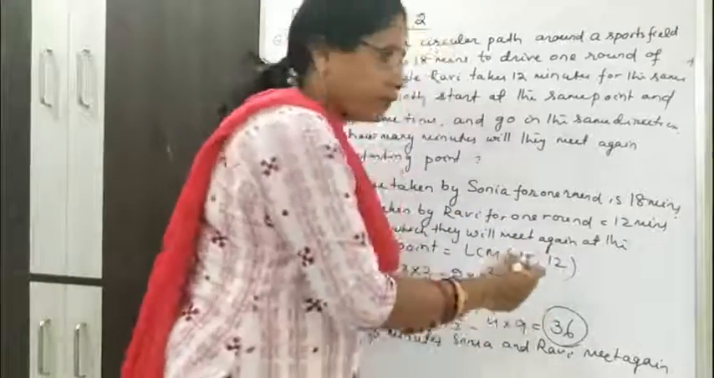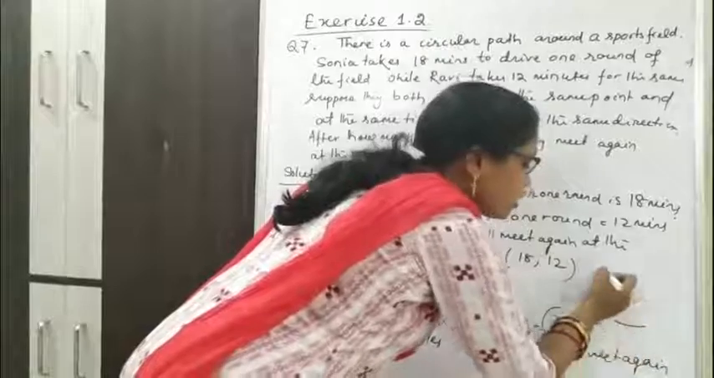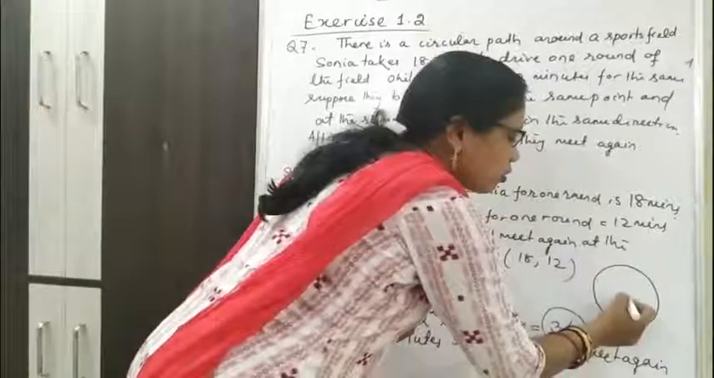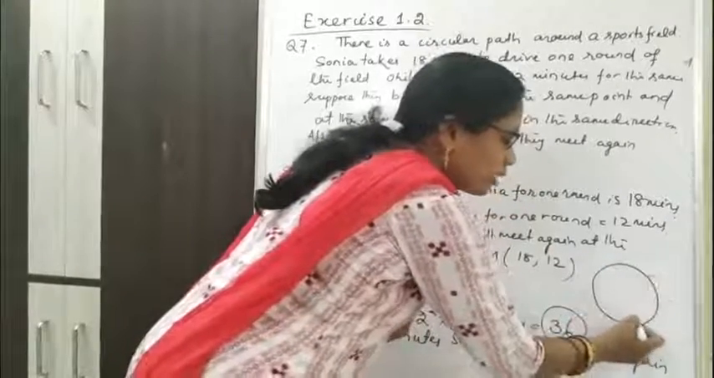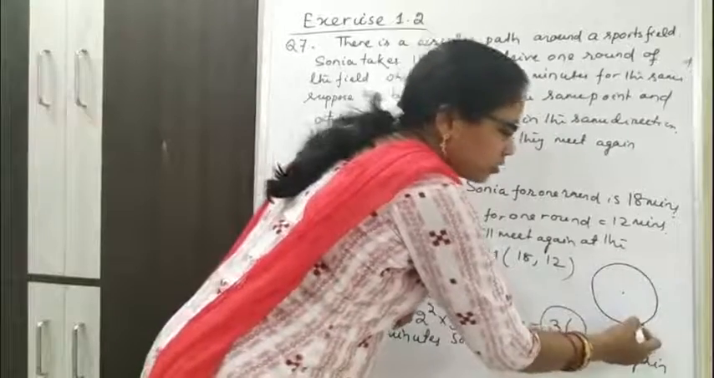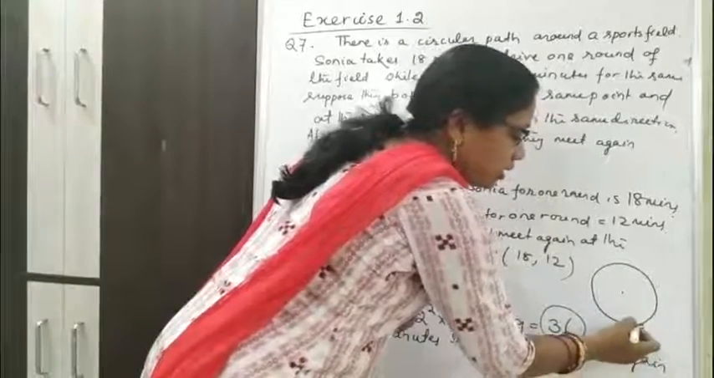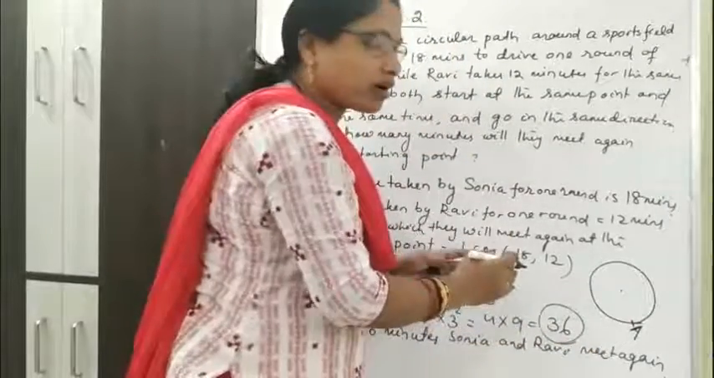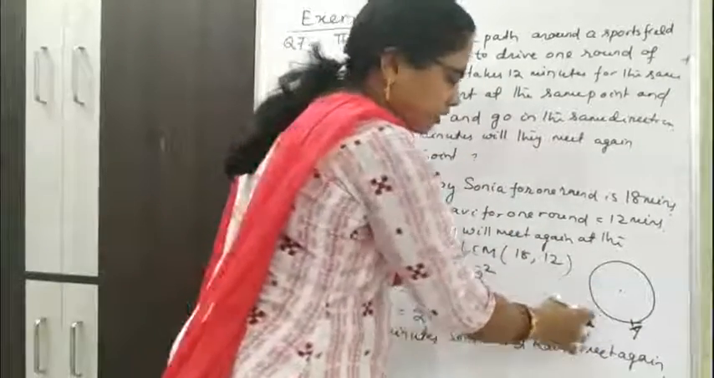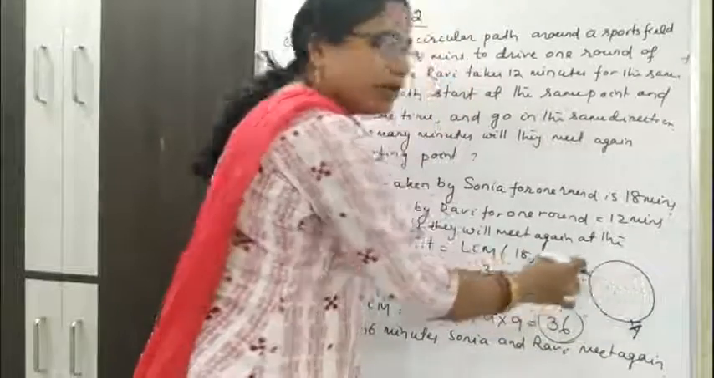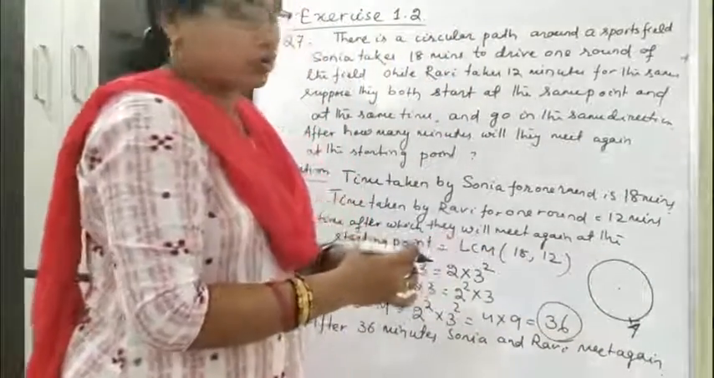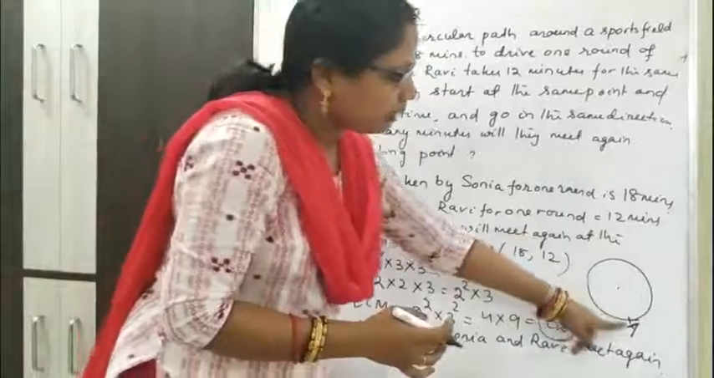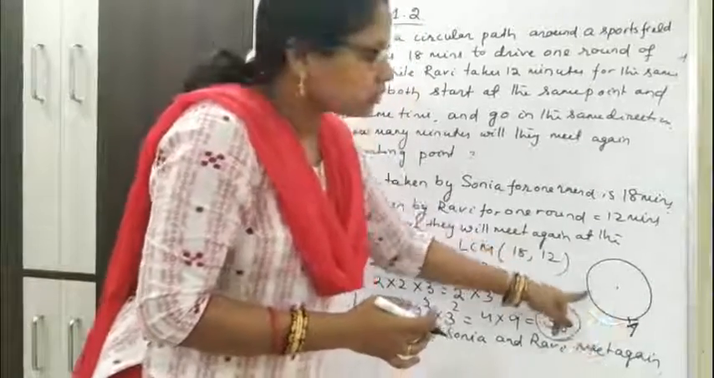So let us verify this. So here is the circular field. For one round, Sonia takes 18 minutes. So let this be the starting point. In 36 minutes, Sonia will cover 2 rounds. And in 36 minutes, Robbie will cover 3 rounds. So that means they again meet at point A. So in this way we verified.